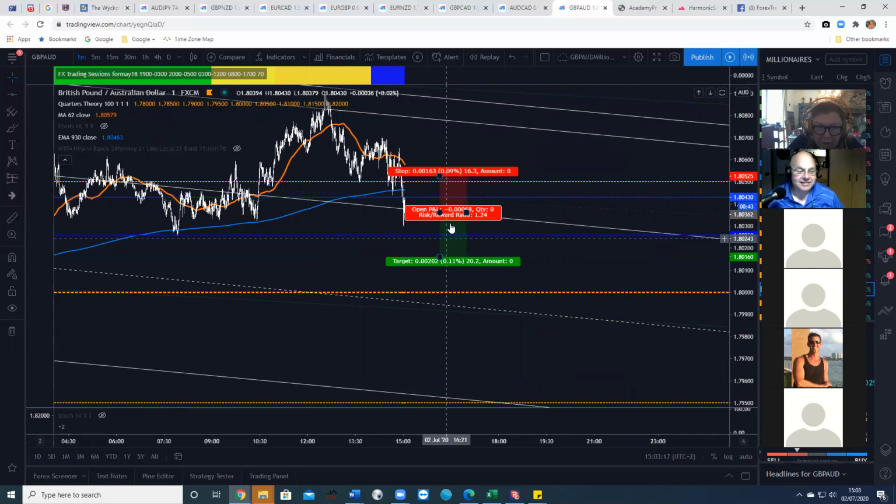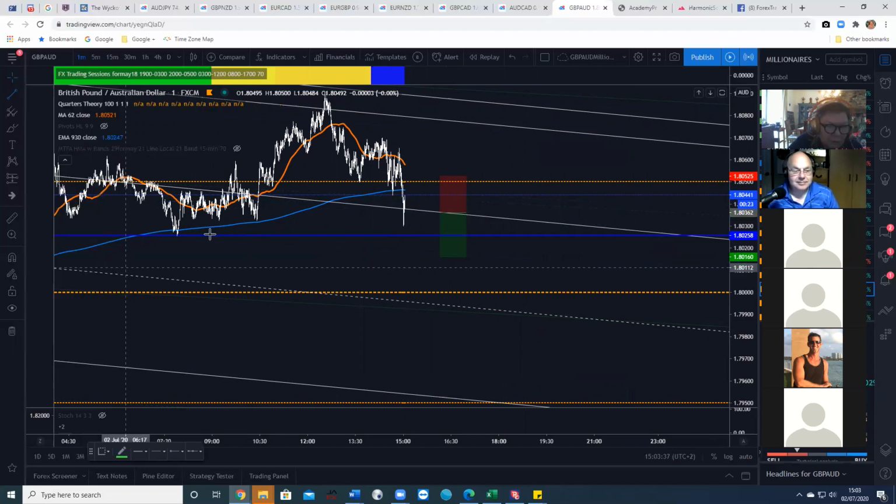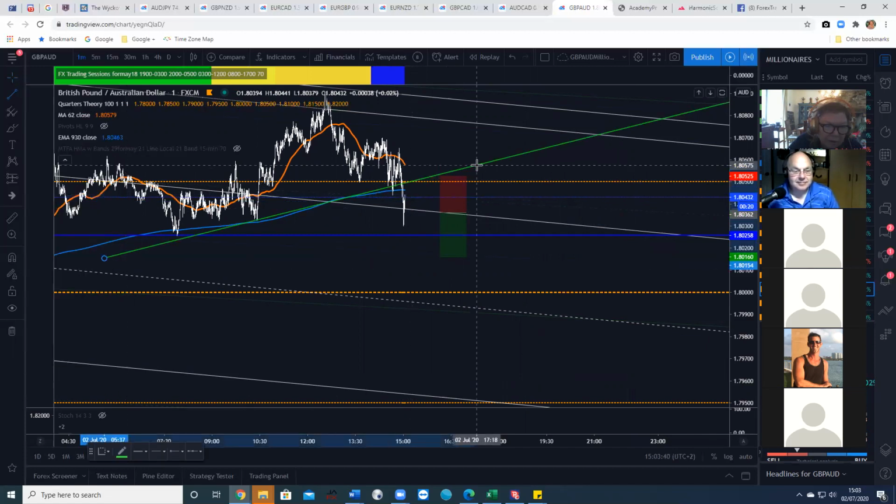So your entry would be 1.80362. You've got the orange coming down. You want a good break and retest because you want that orange to come below quarter theory, really prove that the trend is coming down that way. Break and retest of that, and then put the trend line on. And that's given us that break and retest there.